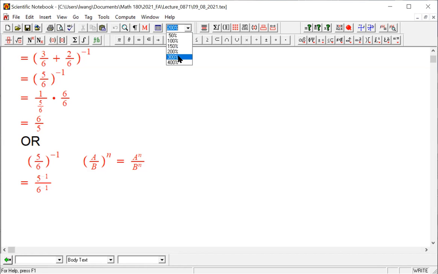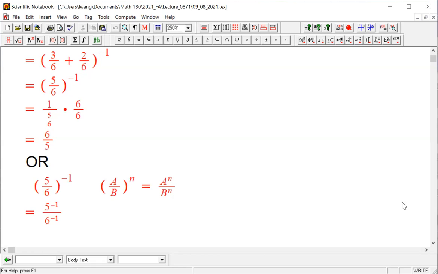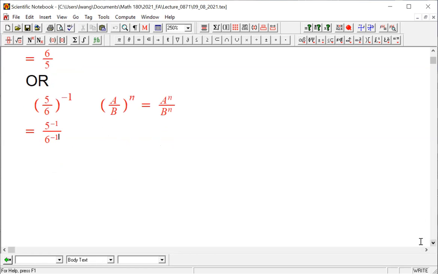Let me make the font just a little bit larger so you can see better. Sometimes the negative sign doesn't show. Do you see that well? And it's the same thing for the ones that have a subtraction sign instead of addition.